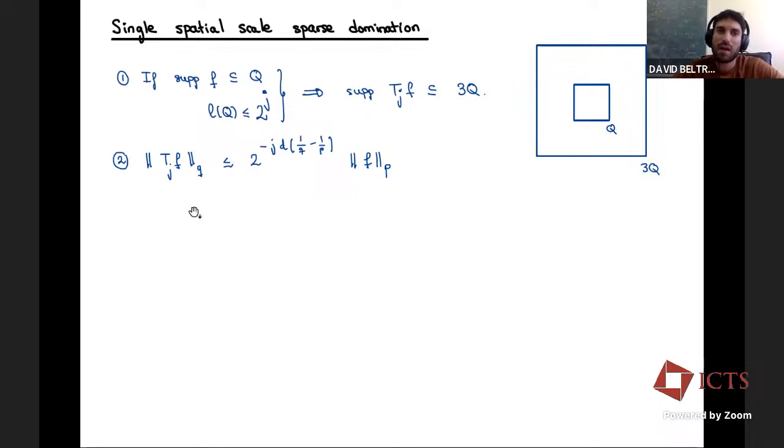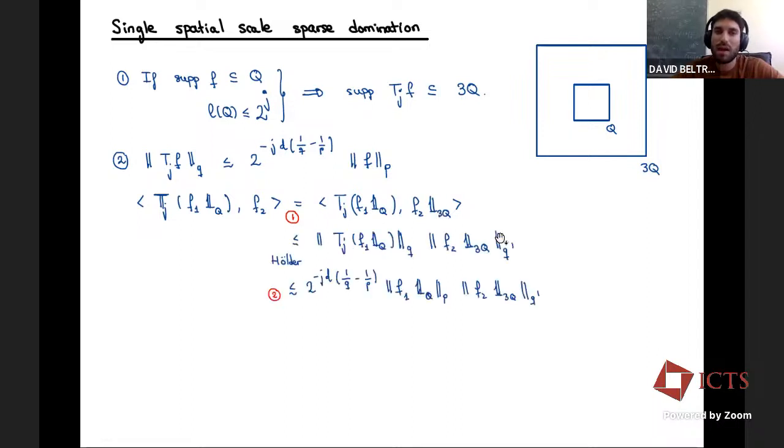Then I can do the following. I can consider my pairing of T_j acting on f_1 localized in that cube. We have a function f_1 supported there, and I pair it against f_2. Thanks to the local property, f_2 also becomes localized in the dilate of the cube, because this output is localized. So I can put in a localization on the second function using the locality. And then I can use Hölder to go to q and q prime. I can use the L^p-improving estimate. And then I end up with my function f_1, which is now at exponent p, my function f_2, which is at exponent q prime. Both of them are localized in Q and 3Q, and I get this factor.